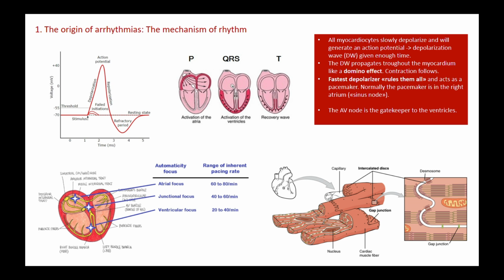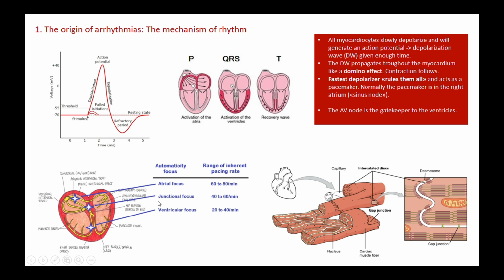Alright, and between the ventricles and the atria, there is normally electrical insulation. The tricuspid and mitral valves act as insulators, so the only way for this depolarization wave to reach the ventricles from its starting point up in the right atrium is by the AV node. So the AV node is the gatekeeper to the ventricles.